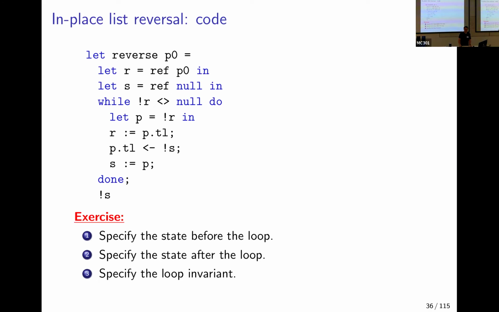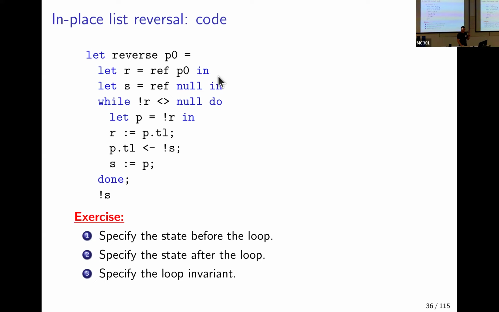Well, good. So let's start then. We're going back to reversing lists. Thank you for this very nice introduction. Okay, so I want you to look hard at this program to see what it does. It has some linked list P0. You take a reference to P0, a reference to null, and then while the reference that was initially to P0 is not null, you do this swapping thing. So it's the code for in-place list reversal.